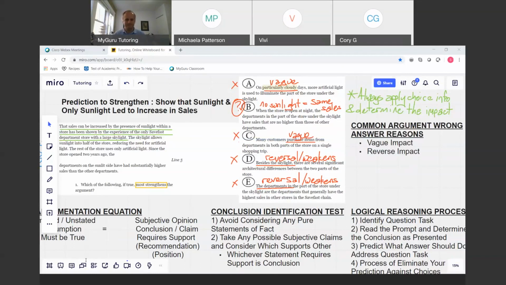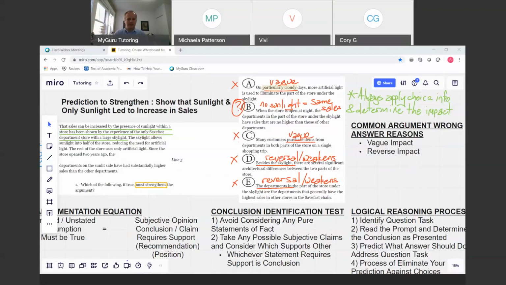Because you do have to apply some outside knowledge. You can apply outside knowledge that is true worldwide, because what disappears at night that is present during the day? The sun. So this is saying that it's the sun and only the sun that is leading to that increase in sales.